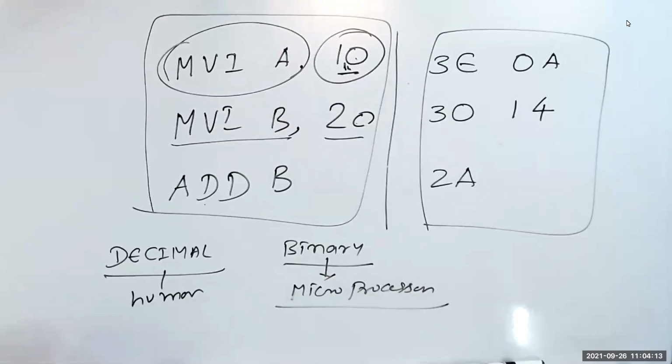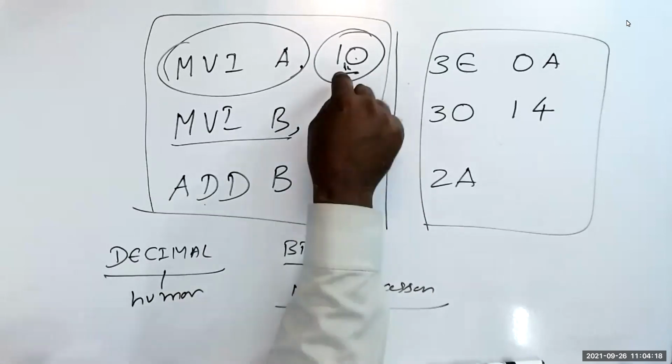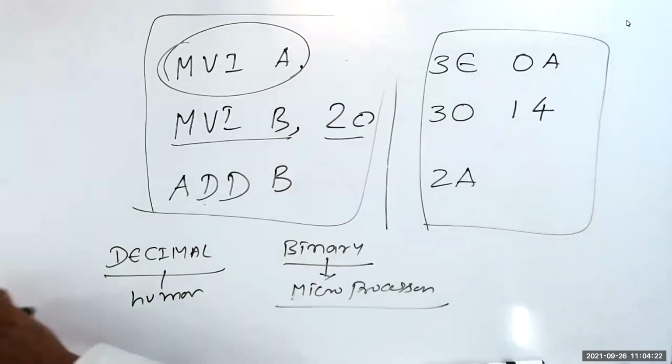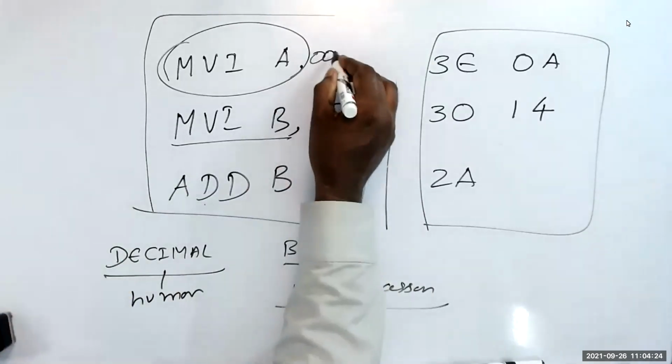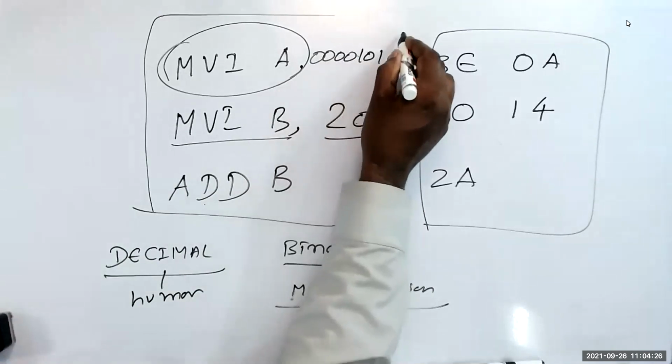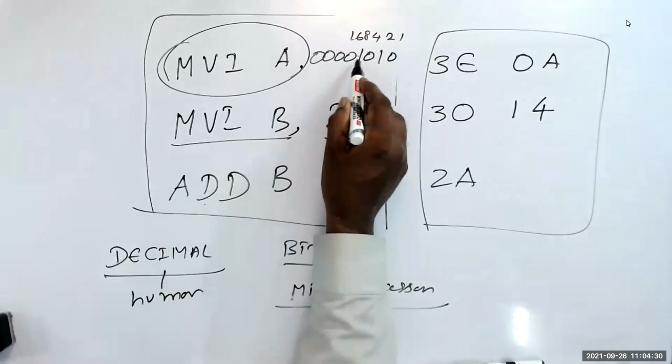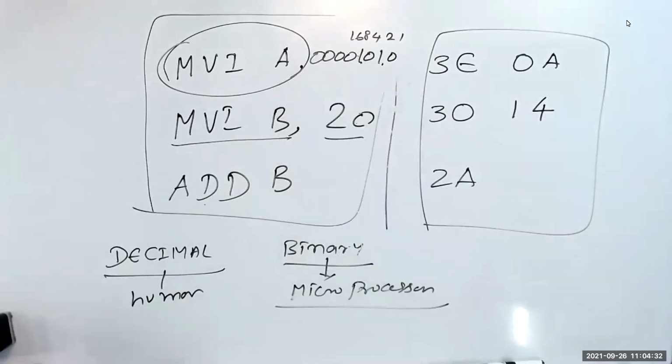If you want to write 10 as binary, I write it like this: 0, 0, 0, 0, 1, 0, 1, 0. The place values are 1, 2, 4, 8, 16, like that. So 8 plus 2 is 10. This is the way I should write it.